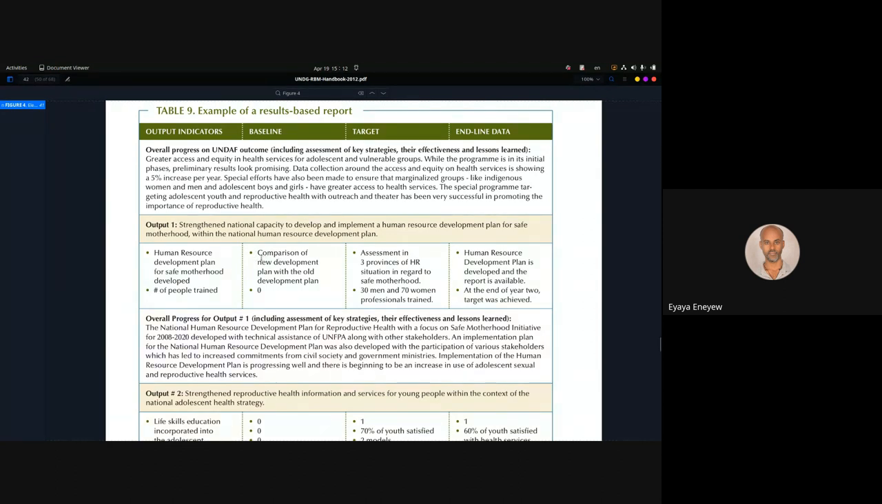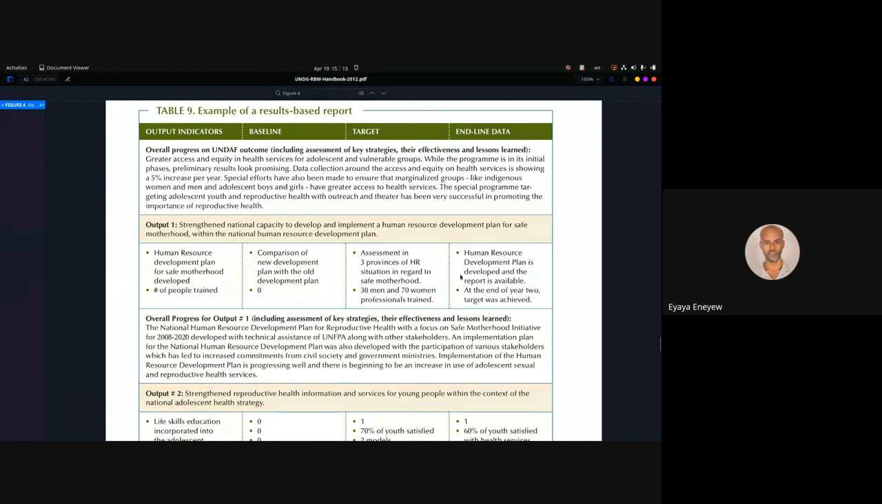So the baseline in this case is comparison of new development plan with the old development plan. That's the baseline. Here, the number of people trained, the baseline is zero. There was no one trained on the resource development plan for safe motherhood. And then during the reporting, assessment in three provinces of HR situations regarding safe motherhood. So they have done this. And also 30 men and 70 women professionals trained. That means from zero to this number. So this is measurable, right?